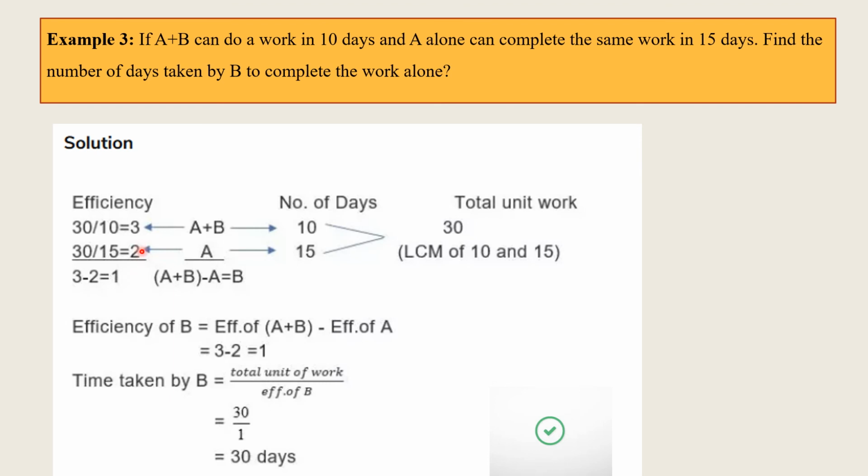And the third step, as we know the formula, efficiency of B is equal to total efficiency minus efficiency of A. We get the answer 1. Now we have to calculate the time that is taken by B. So that is step 1 divided by step 3, that is 30 divided by 1. The answer is 30 days.